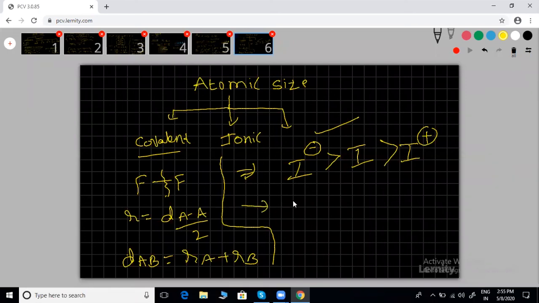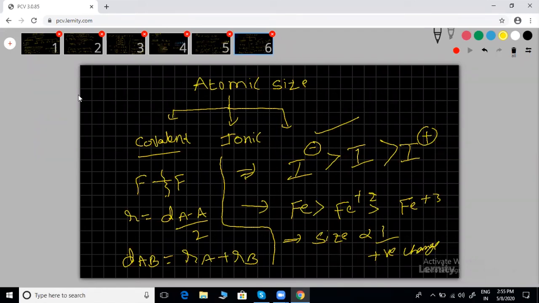Can you find which is the biggest size among these: Fe, Fe plus 2, Fe plus 3? What is the order of size? Which is the bigger size? Fe. Okay. So size is inversely proportional to the positive charge on the atom. The more positive, the lesser the size. The more positive, the lesser the size. You will get direct questions from this chapter. There are no exceptions. The only problem is whether you remembered it or not. Direct questions you will get.